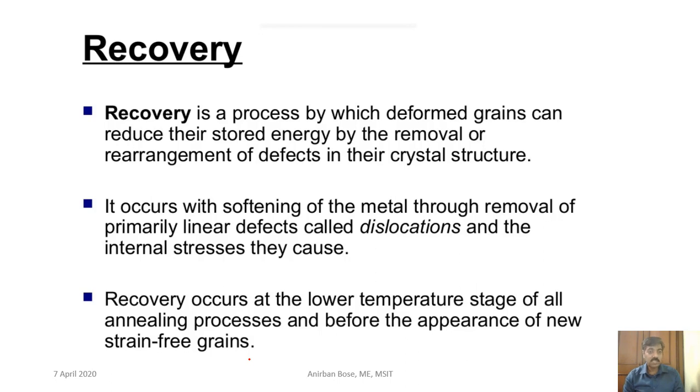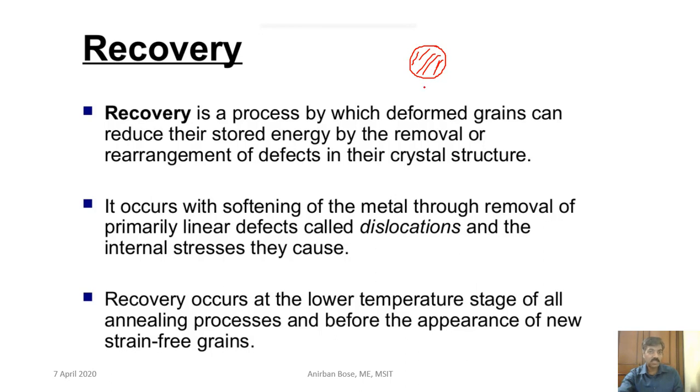If you do this kind of thing, then what happens? Within the material, a lot of dislocations are accumulated within the grains, and that is why it becomes very hard, and a lot of stresses are created within the material, and that is why there is a chance of cracking of the material.